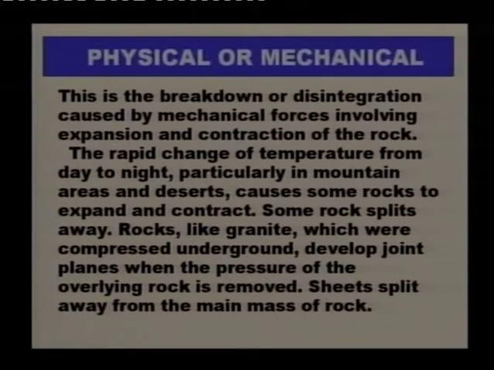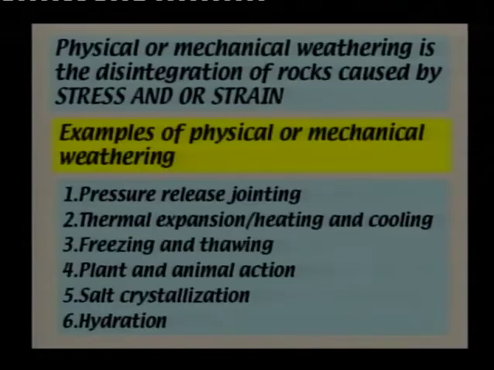Let us look at some examples under the heading of physical or mechanical weathering. But before we do that, we must be able to identify what is physical or mechanical weathering. And from being able to identify it, we should be able to tell the difference between whether a rock has been chemically broken down, biologically broken down, or physically or mechanically broken down. We are looking at the first example of weathering, which is physical or mechanical.